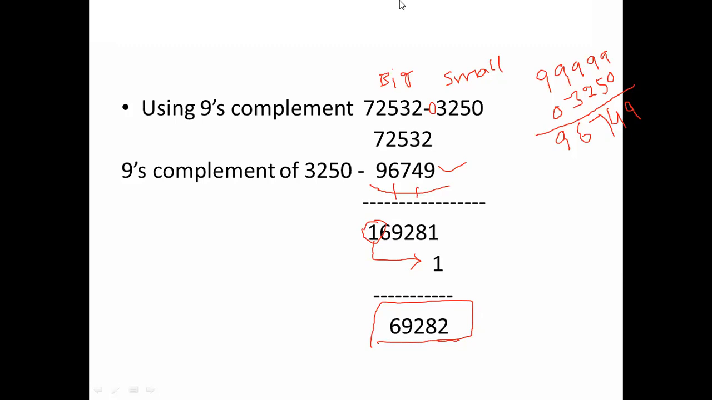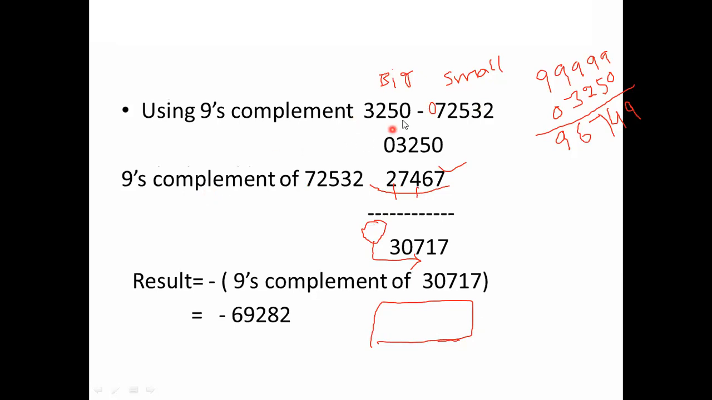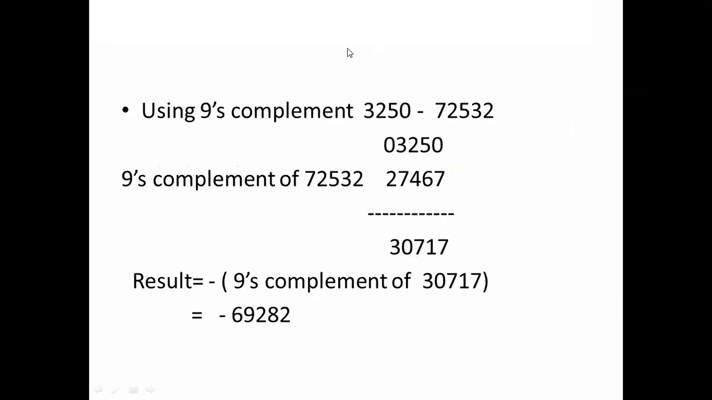Next, the same will be taken, but a small number minus big number is considered here. Small number minus big number, the opposite to that. 3,250 minus 72,532. Which is subtracted here? 72,532 is subtracted. So we calculate the nines complement for this 72,532.